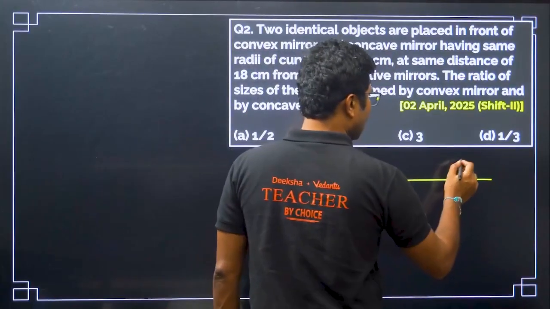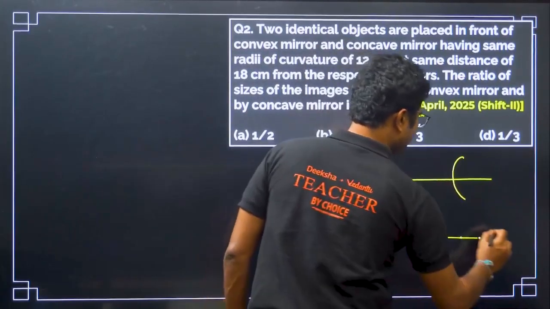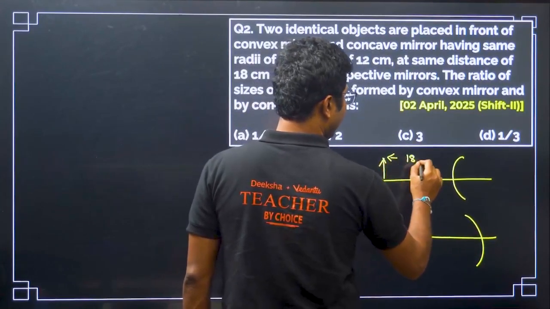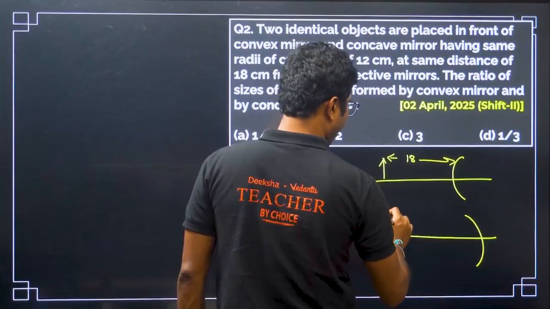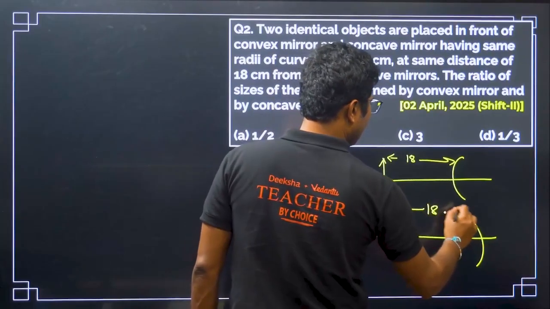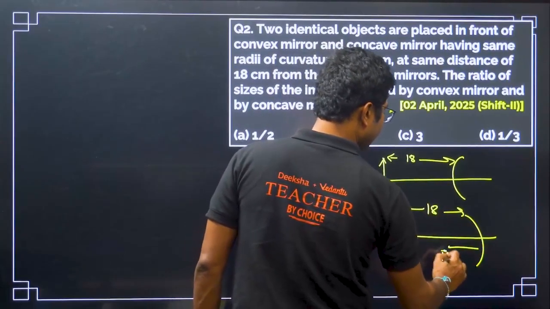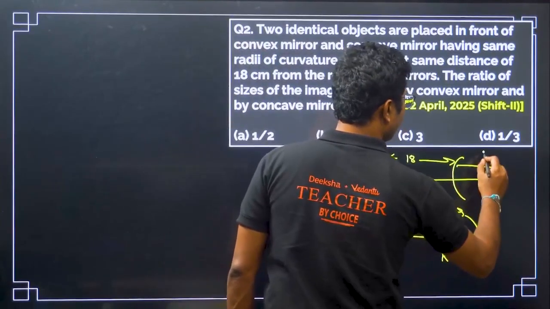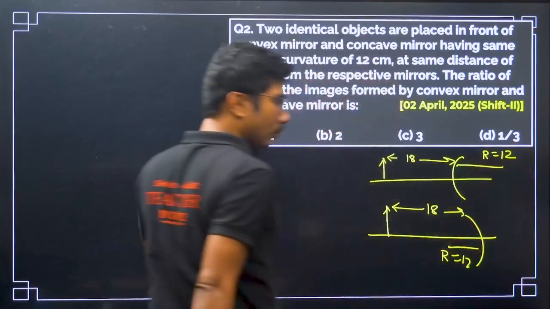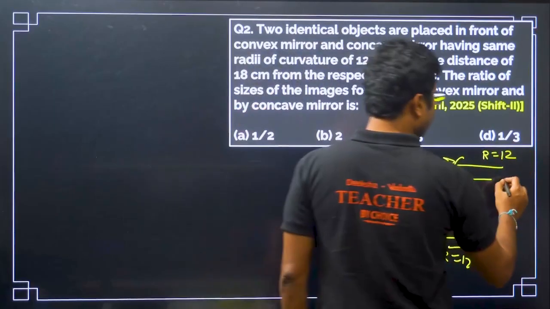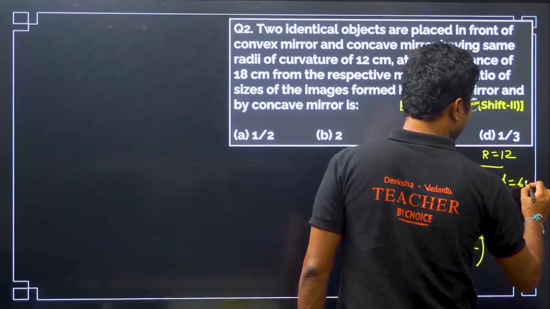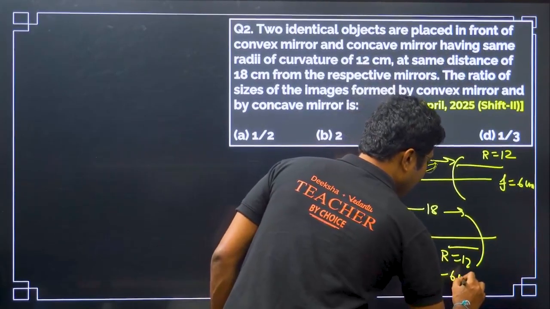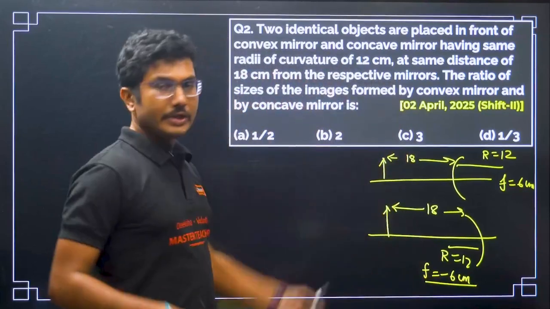We have a concave mirror and a convex mirror. Both mirrors, so this is the object distance, 18 centimeter. Okay, the same object is placed, and in this case the radius of curvature is 12. This is also 12, right? So what is the focal length? The radius of curvature is 12, which means the focal length is half of that, so it will be 6 centimeter. Here it is plus 6, and here the focal length will be minus 6 centimeter. Okay, u is the same for both cases.